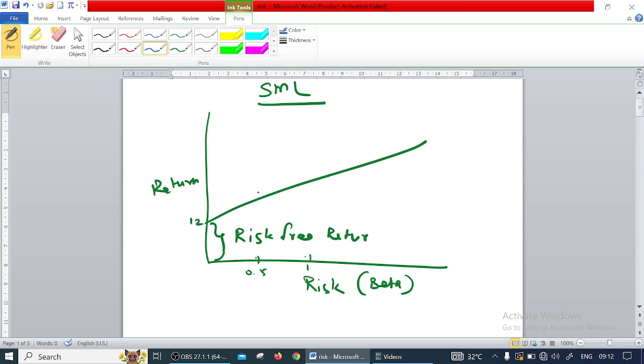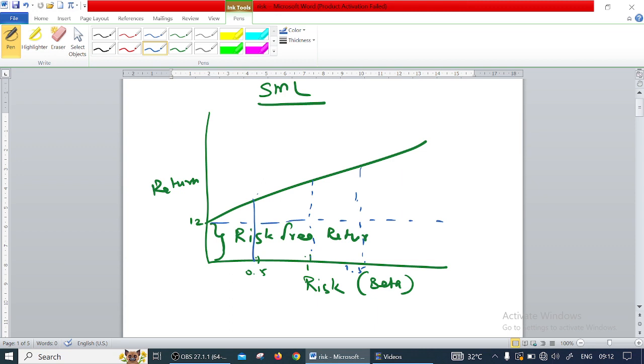This is the risk-free return. If the risk increases, the return also increases, so 1.5. That is the meaning. The investor has to assess whether it is worth taking that level of risk if he has a target return which involves the risk. It is assumed that investors are generally risk averse.